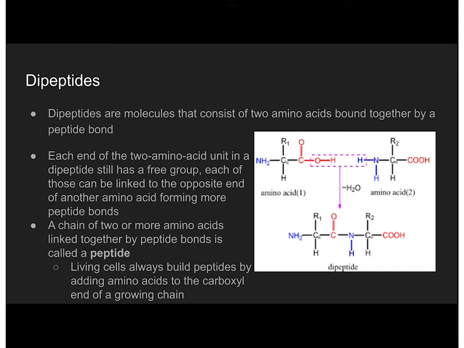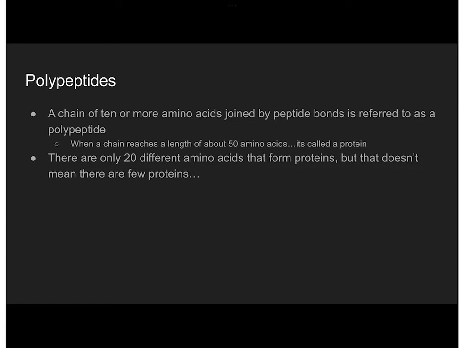Now, living cells always build peptides by adding amino acids to the carboxyl end of a growing chain. So they just continually go through these condensation reactions where the carboxyl group of one amino acid bonds with the amine group of the other, releasing water and creating an amide. And there you get your dipeptide, as you see in your picture over here. Now, a chain of 10 or more amino acids joined by peptide bonds is called a polypeptide, so many peptides. And then when a chain reaches a length of about 50, then it's finally called a protein.